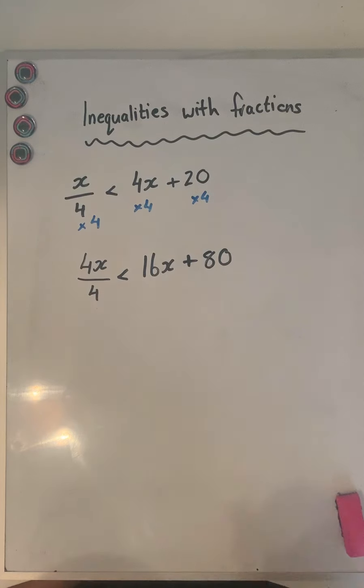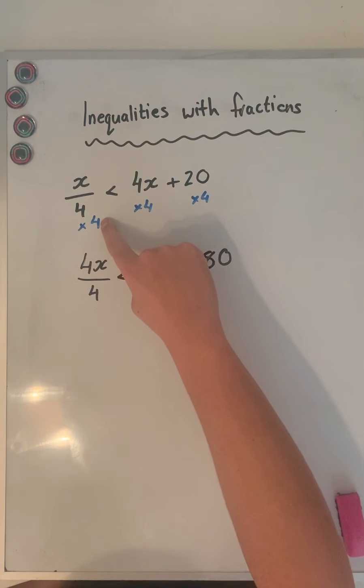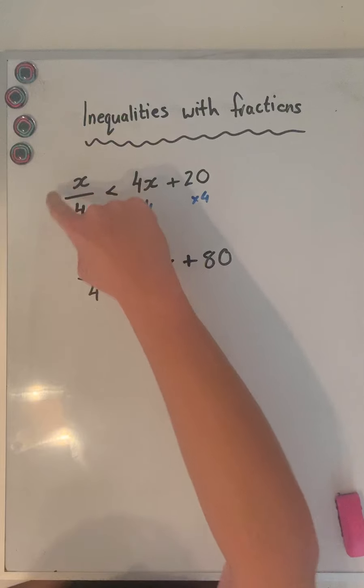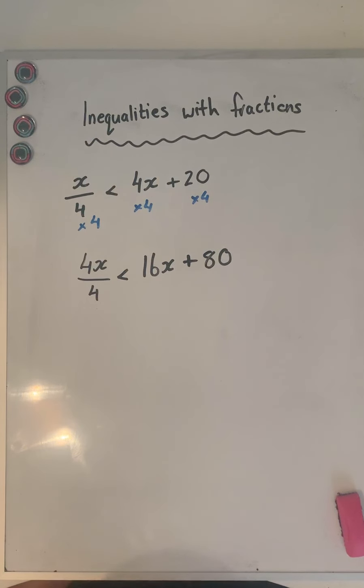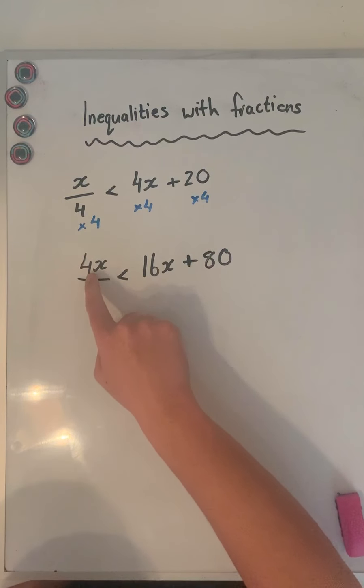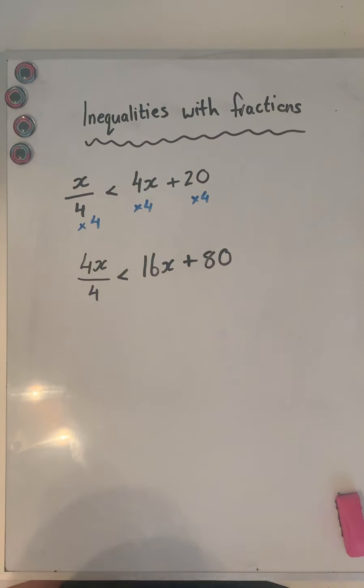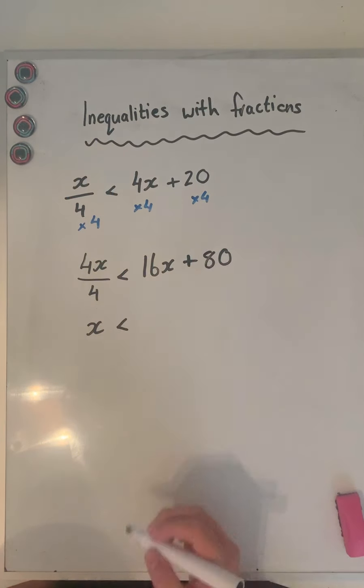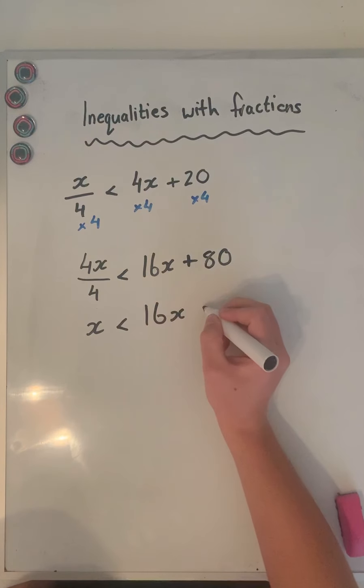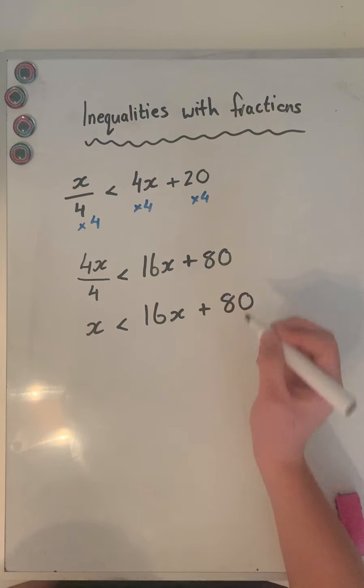So see this step here, when I multiplied this by 4, remember it only multiplies the numerator. The reason why we do this, watch what happens in this next step, is because you've got 4x divided by 4. So that's 4 divided by 4, it's just 1, isn't it? So that 4 divided by 4 will just cancel down to x or 1x, but remember we don't write the 1 in, do we? So I've got x here is less than 16x plus 80. Remember, I'm not trying to skip any steps here.